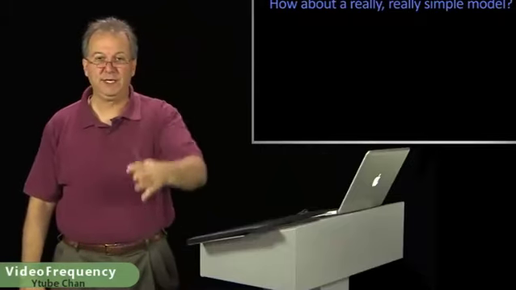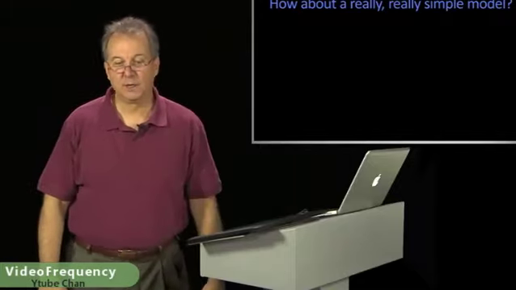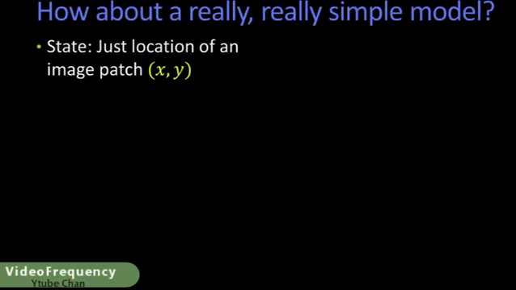How about a really, really simple model? Would you like a really simple model? Well, of course you would, because who wants a complicated model if you can have a simple model, all right? Suppose we just start off with a patch, a location at some point XY, all right? So we're going to say, all right, I've got some patch at XY. And my dynamics is going to be random noise.